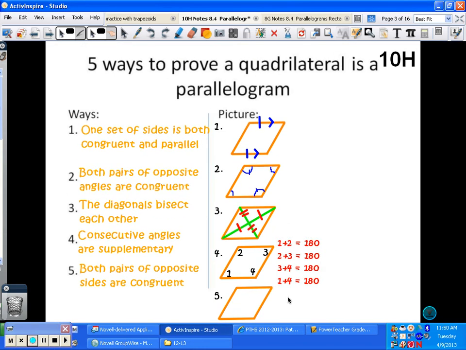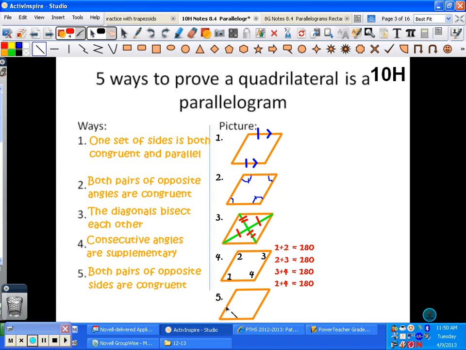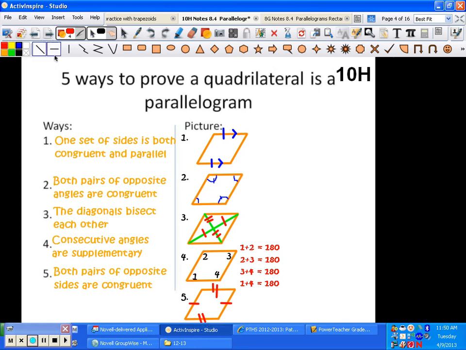And then lastly, both pairs of opposite sides are congruent. That's probably the easiest one. That's just if that's congruent to that, and that is congruent to that. Alright, let's take a look at the next page.